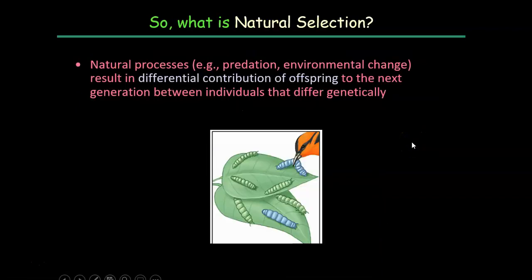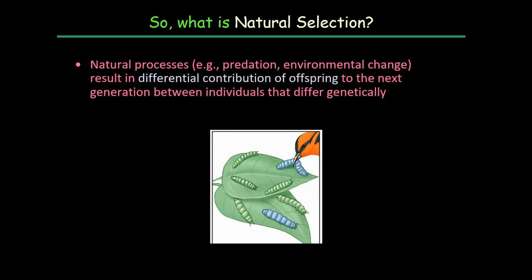All right, so what is this big idea? Let's dig into it a bit further here. What is natural selection? I'm going to read this definition a couple of times here because there's a lot in it. Natural selection is natural processes such as predation or environmental change that result in differential contribution of offspring to the next generation between individuals that differ genetically. Whoa, I mean, yeah, there's a lot in there. It looks like a lawyer wrote this, right?